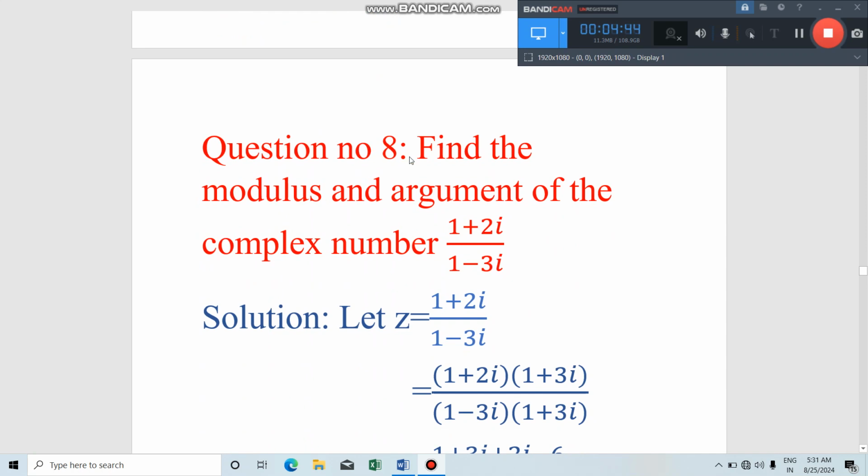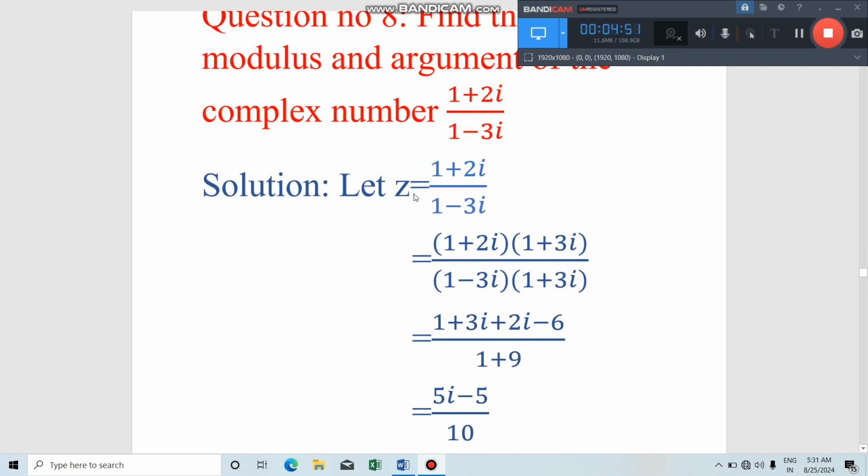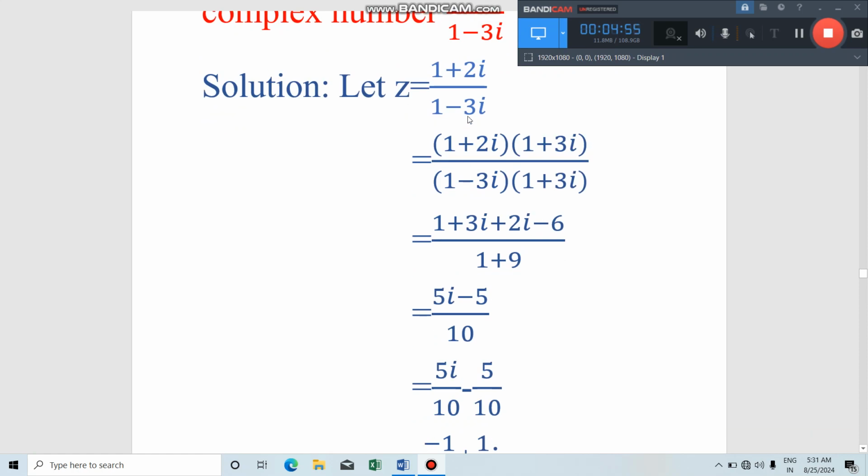Now question number 8. Find the modulus and argument of the complex number (1 plus 2i) by (1 minus 3i). So let z equal to (1 plus 2i) by (1 minus 3i). Now we will multiply the numerator and the denominator by the conjugate of 1 minus 3i.